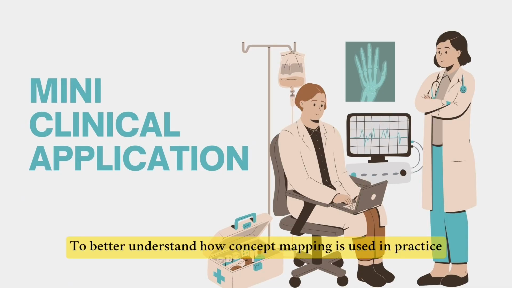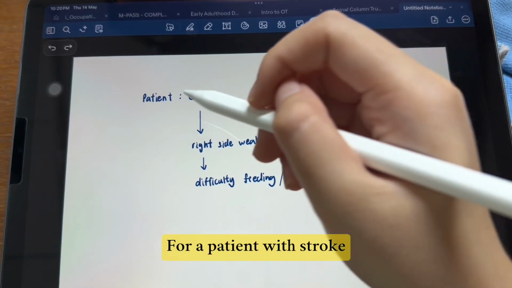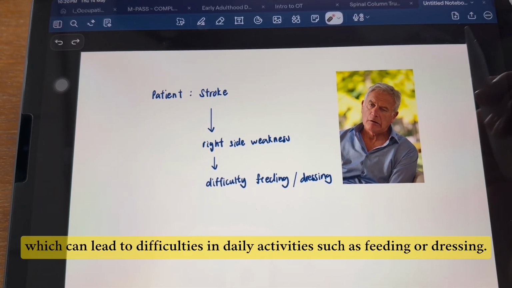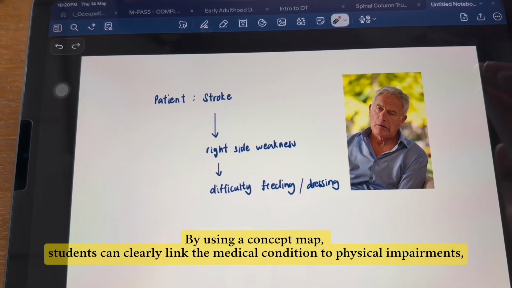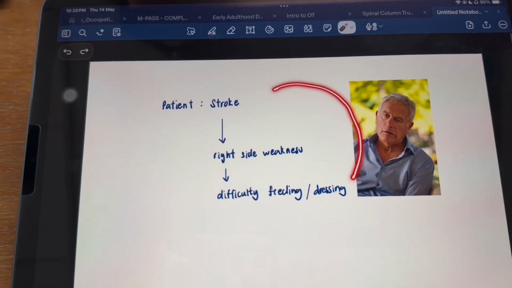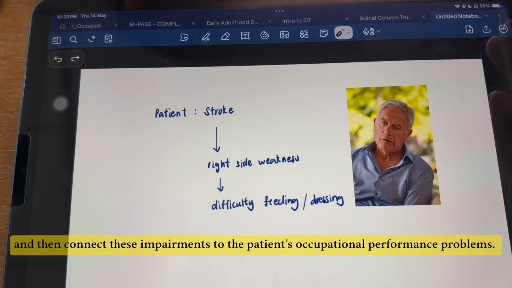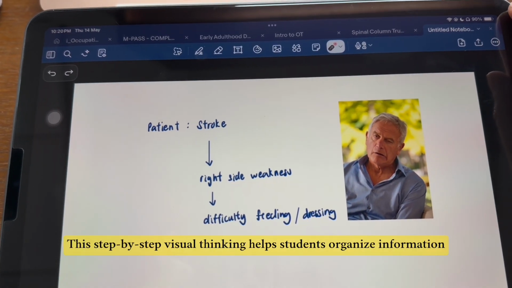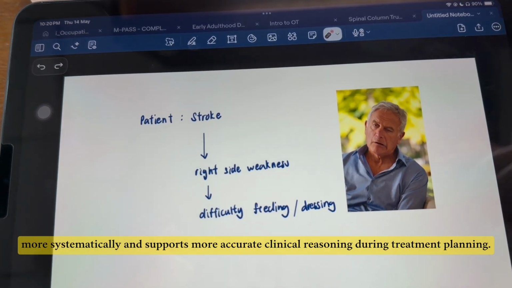To better understand how concept mapping is used in practice, let's look at a simple clinical sample. A patient with stroke may experience right side weakness, which can lead to difficulty in daily activities such as feeding or dressing. By using a concept map, students can clearly link the medical condition to physical impairments, and then connect these impairments to the patient's occupational performance problems. This step-by-step visual thinking helps students organize information more systematically and supports more accurate clinical reasoning during treatment planning.